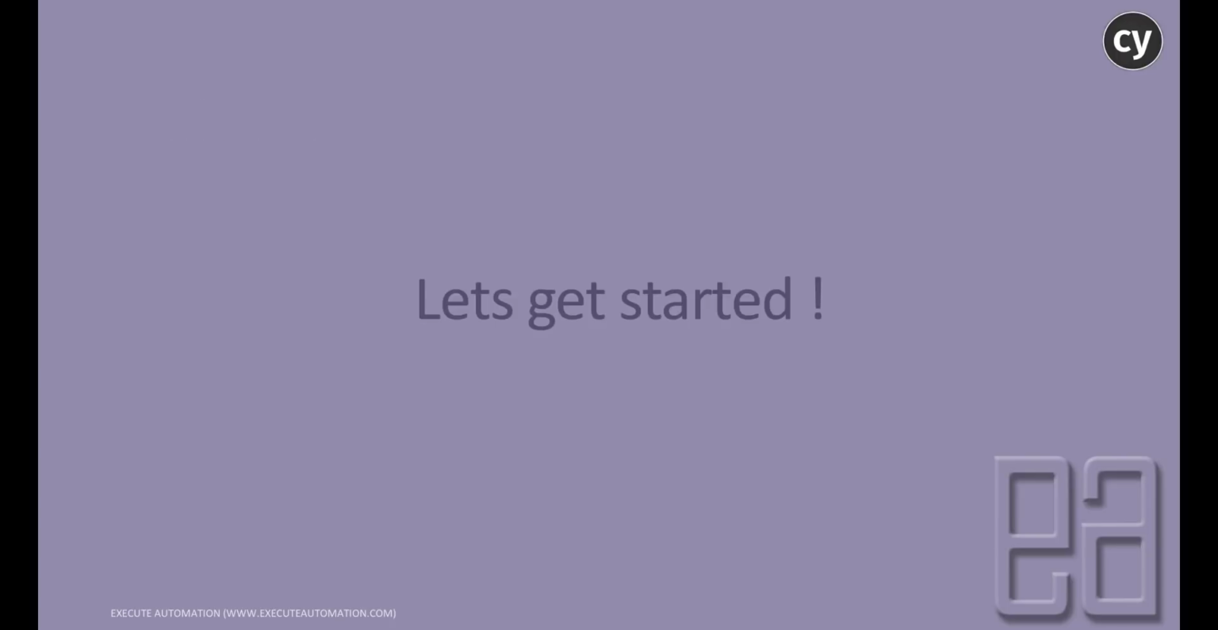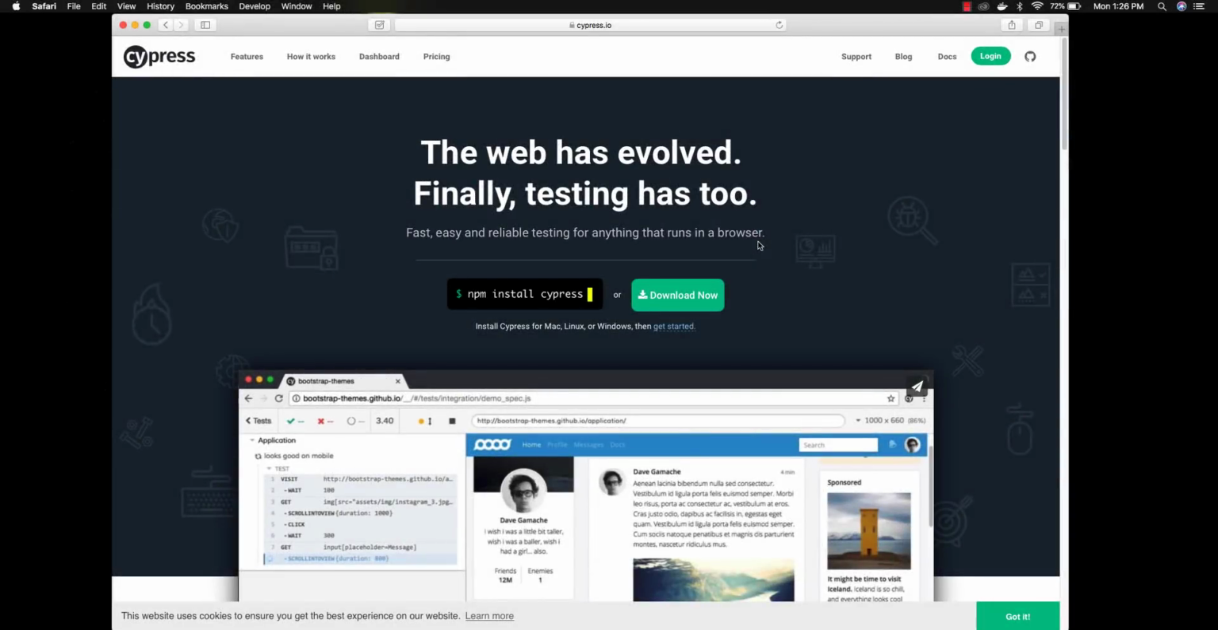So let's get started and understand how things work in much more depth while we start installing and working with it. This is the cypress.io website, and you can see that it is very straightforward to install Cypress on our machine. You need to use npm install cypress to start working with Cypress. That's it. It's a super simple way of working with it.